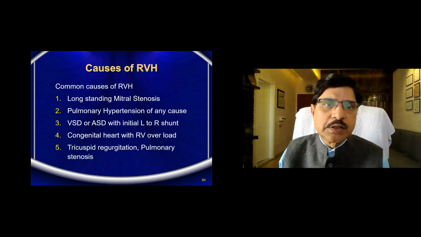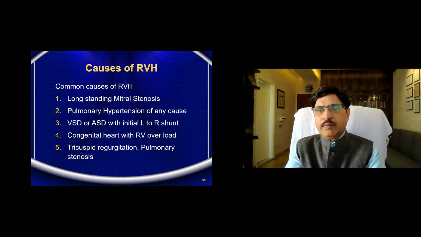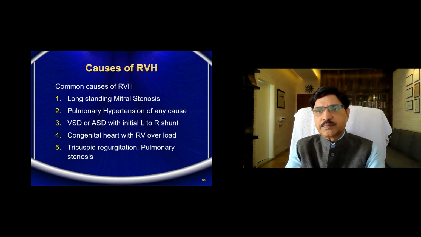What are the causes of right ventricular hypertrophy? Long-standing mitral stenosis. When there is long-standing mitral stenosis, left atrial pressure increases and pulmonary capillary pressure increases. The back pressure into the right ventricle, right atrium increases. So right ventricle also increases. So pulmonary hypertension, right ventricular hypertrophy, right atrial enlargement, left atrial enlargement. Left ventricle is not enlarged in MS.